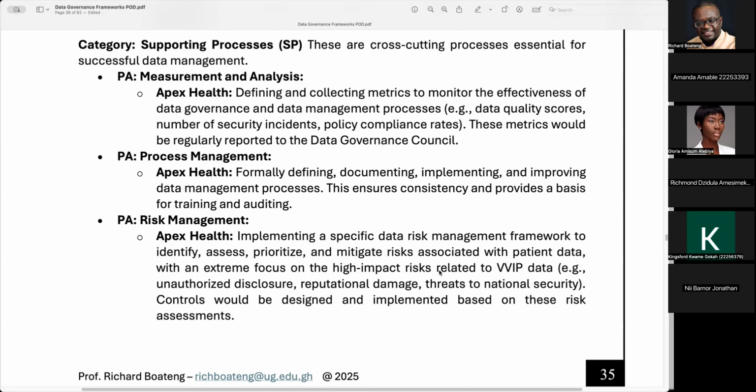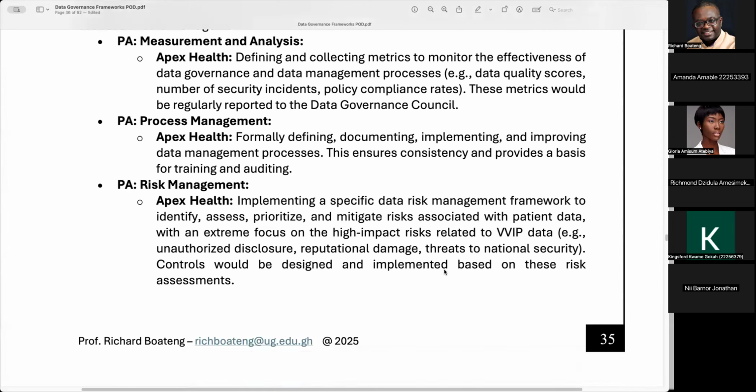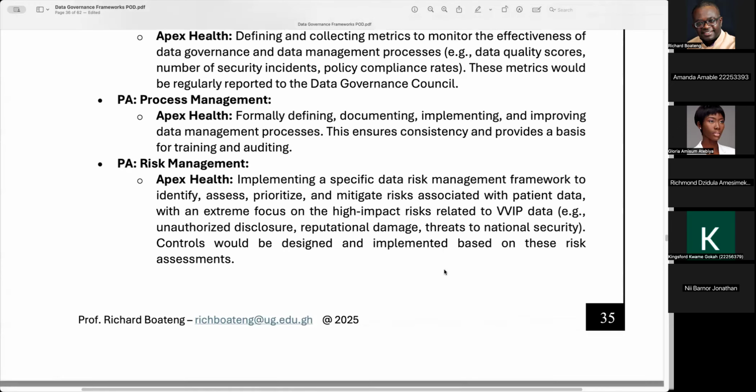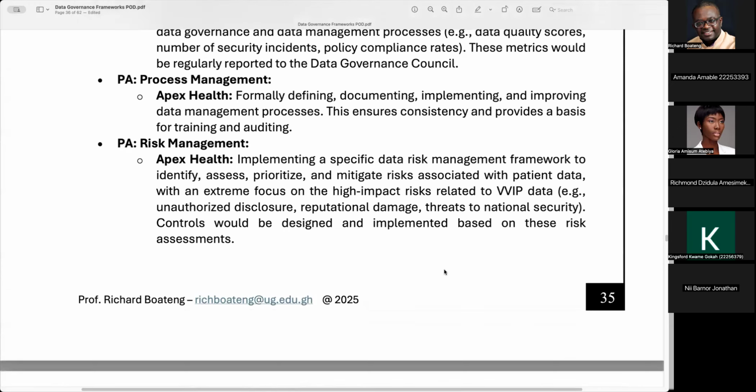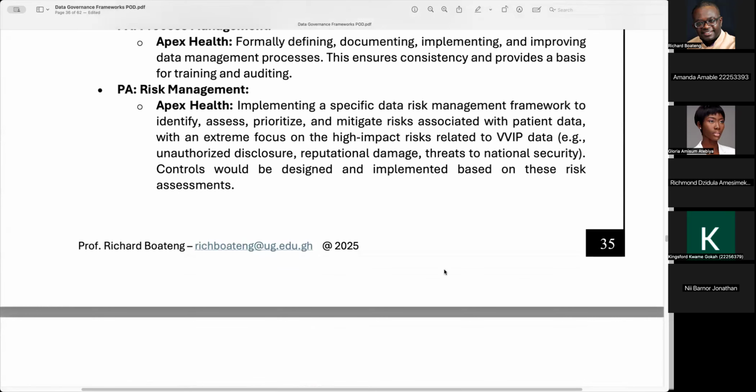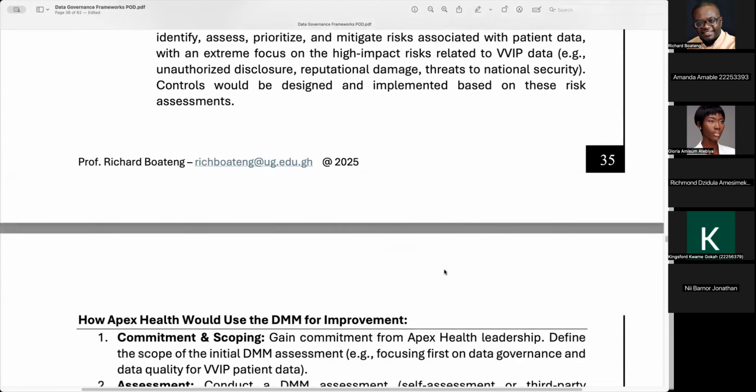That's the core DMM improvement cycle. Its real strength for Apex Health is providing that structured, measurable path towards building genuinely mature, reliable, and continuously improving data management and governance capabilities. This is invaluable for achieving and, importantly, demonstrating excellence and trustworthiness in the handling of incredibly critical VVIP data over the long term. A structured path to maturity.